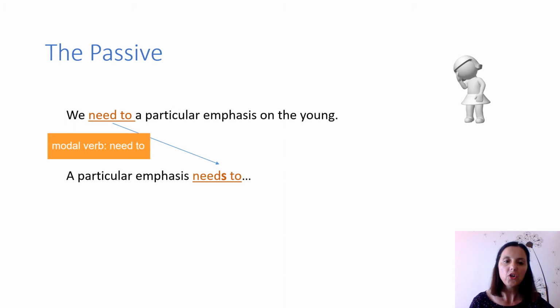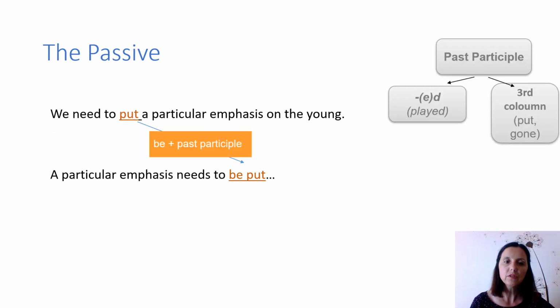Next, you should identify the verb of the first sentence. In this case, we have a modal, need to, which you simply copy into the passive sentence. The only adjustment made is the one in the person. So instead of need, we have needs here. Now, the main verb of the active sentence, in this case the verb put, has to be transformed into the passive infinitive. So, you get be plus past participle.